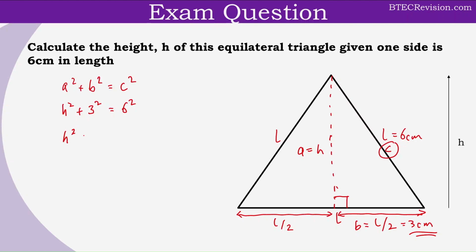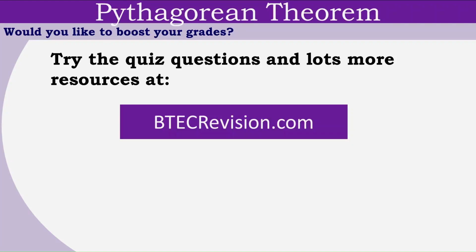So that's h squared is equal to 6 squared, which is 36, take away 3 squared, which is equal to 9. And we can square root that, which is equal to square root of 27. And finally, that would give us a value of 3 root 3 centimeters. And that's the end of the lesson.